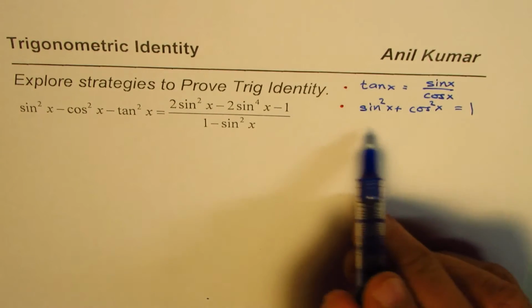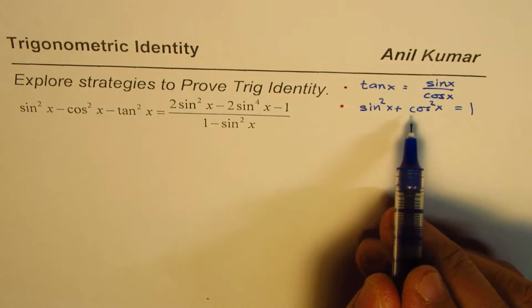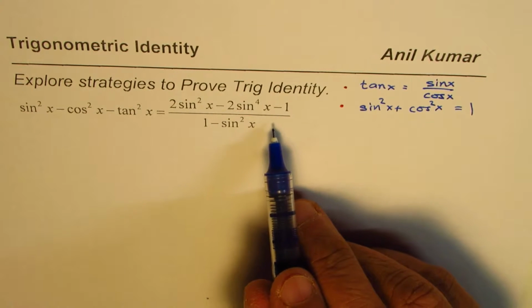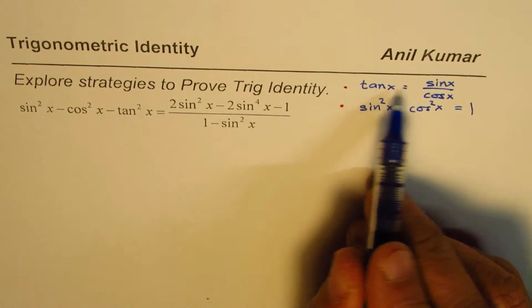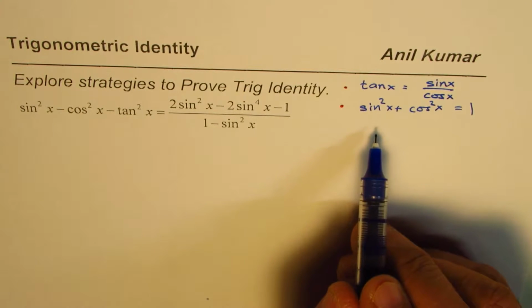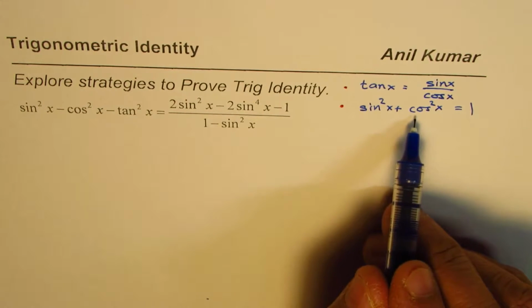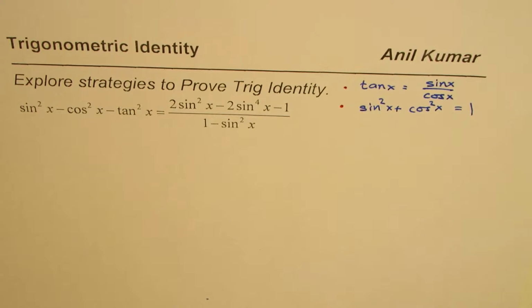As I have listed here, these are the two strategies which we are going to apply. One of them is to write tan as sine over cosine. The other one is the Pythagorean trigonometric identity, sine square x plus cos square x equals 1. You can pause the video, apply these strategies, solve, rather prove, and then look into my suggestions.